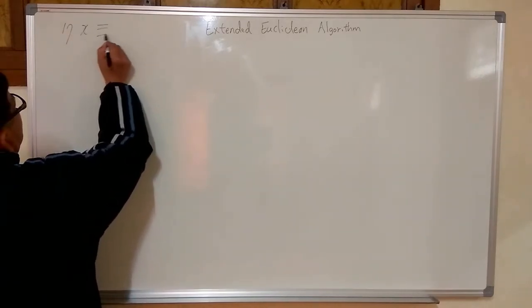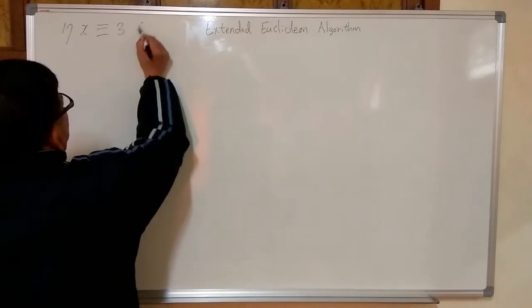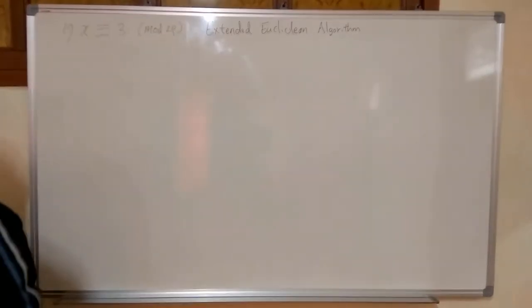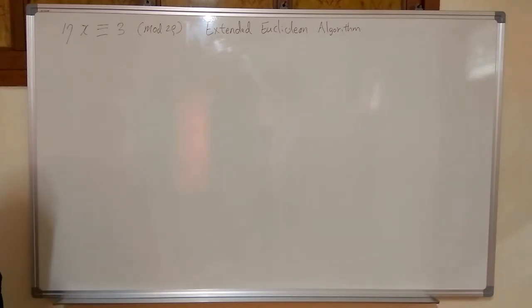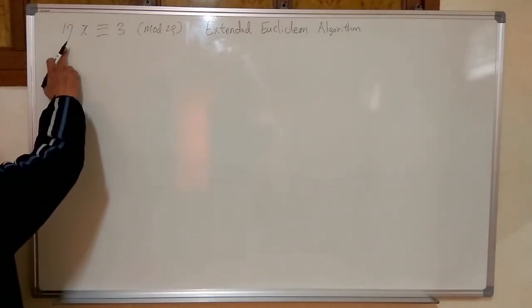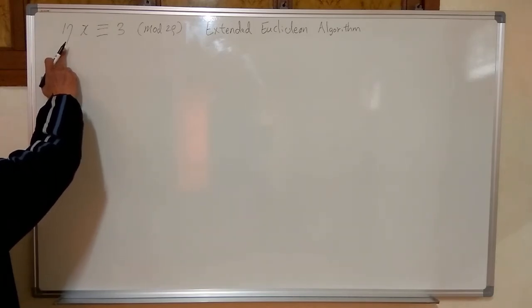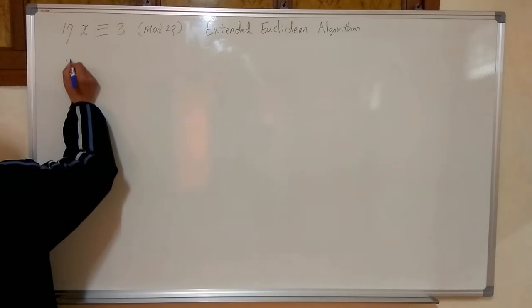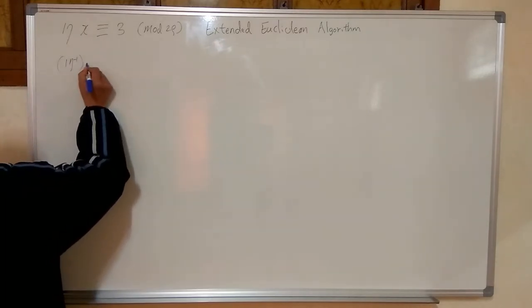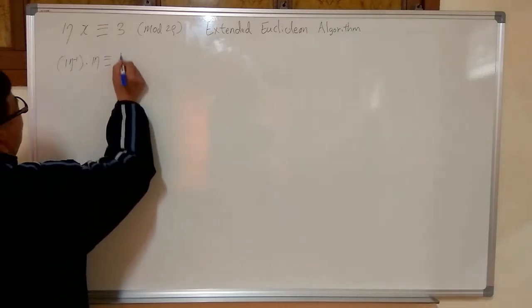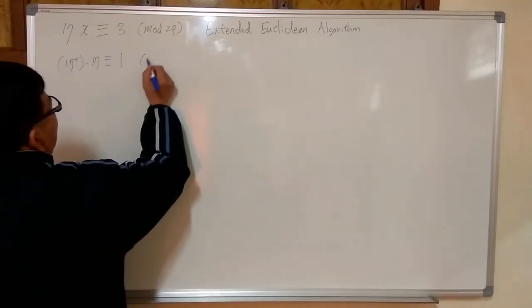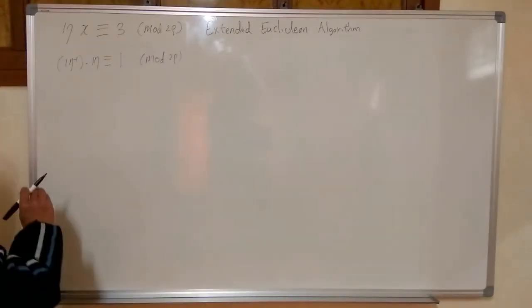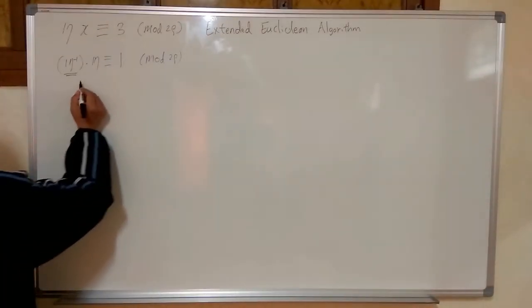Suppose we are going to solve 17x ≡ 3 mod 29, for example. If we are going to solve this equation, we need to have a multiplicative inverse of 17. We need such a number, 17 inverse, times 17 ≡ 1 mod 29.